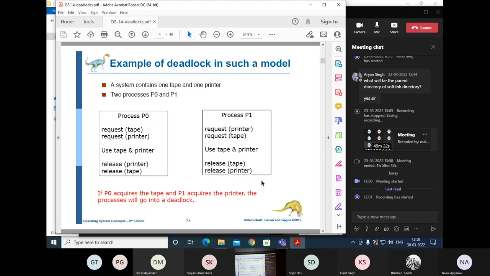Then P0 starts running again due to a context switch maybe. Then P0 also requests the printer, which has been allocated to P1. So P0 also gets blocked. So here P0 and P1 are both waiting for the other. P0 is waiting for P1 to release the printer. But P1 cannot do that, because to do that P1 will have to proceed, but it is itself blocked because the tape has been allocated to P0. So essentially P0 is waiting for P1 and P1 is waiting for P0. This is what we mean by a deadlock.